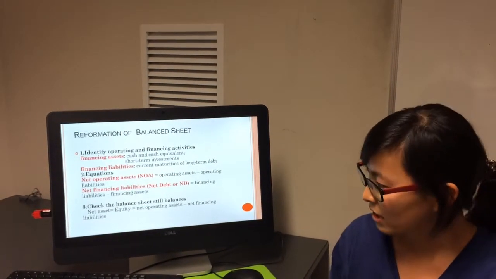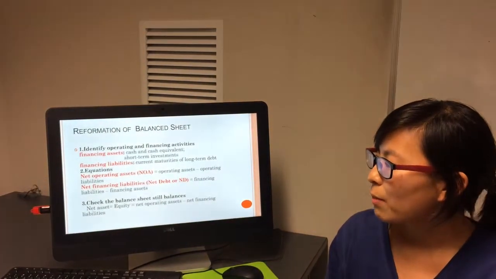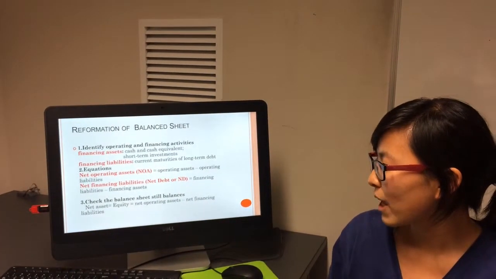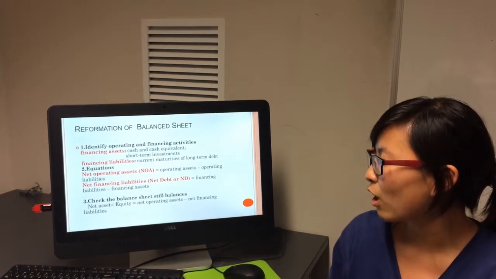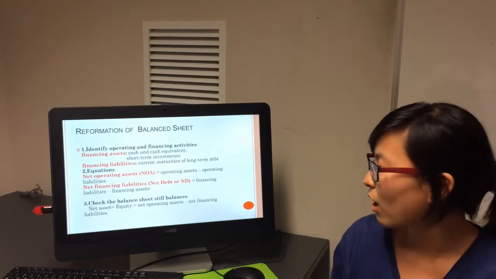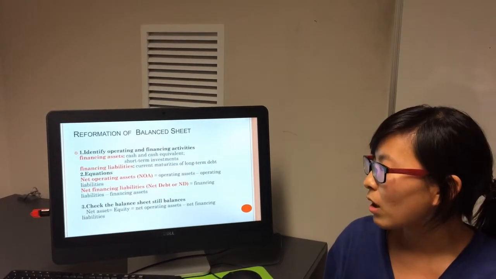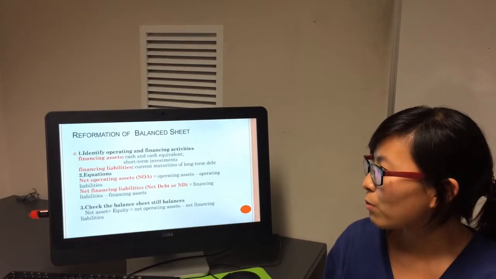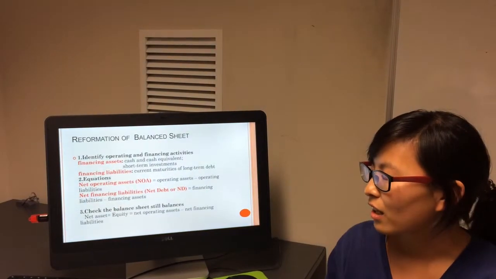In the last step, we should check the balance sheet. We must make sure that the balance sheet still balances, so the net assets equal equity, which equals net operating assets minus net financing liabilities. So if you finish the reformation of the balance sheet, you can calculate the next part.